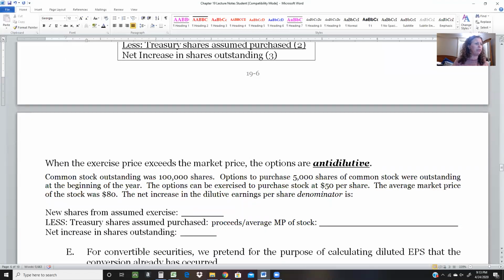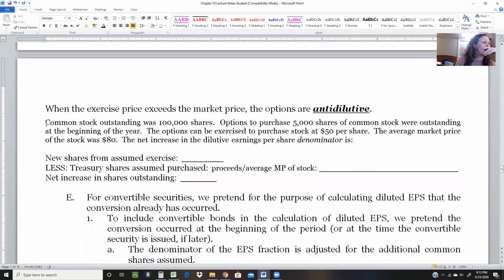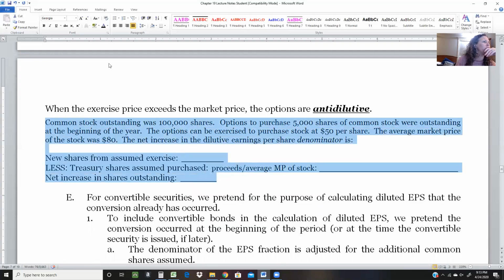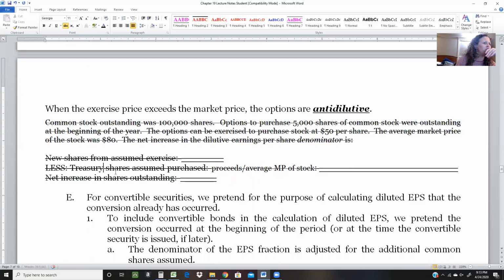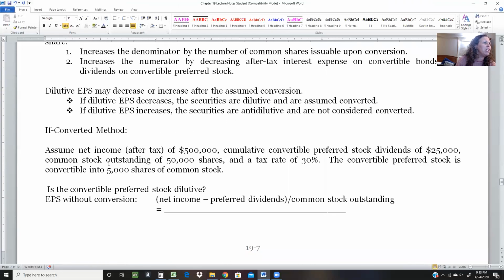So let's go ahead and do this. We are not going to do this example, so just cross through this one. We are going to jump to convertible securities and use the if-converted method. Let's go to the bottom of page 7 and go through this example instead, because there's going to be a couple of these on your final, and there's quite a bit of homework doing it too.